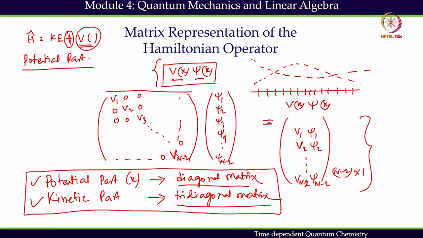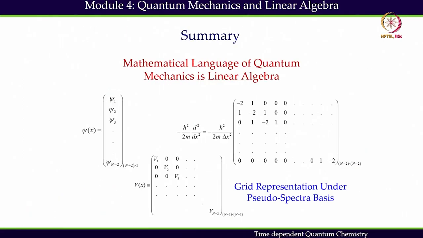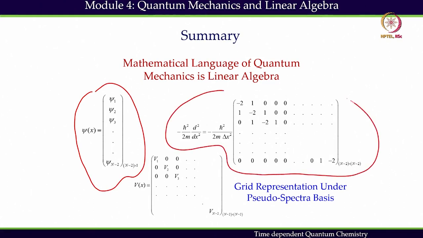With this we have come to the end of this module, where we have discussed quantum mechanics and the connection between quantum mechanics and linear algebra. We have shown different linear algebra terminologies, and also the analytical approach using matrix algebra, how I can represent different operators. So, this is the general form of the wave function under grid representation, this is the general form of the kinetic energy part, and this is the general form of the potential energy part under grid representation. We will stop here and we will meet again for the next module.